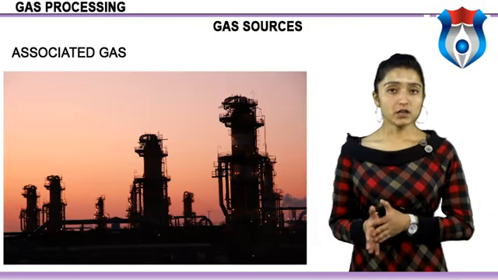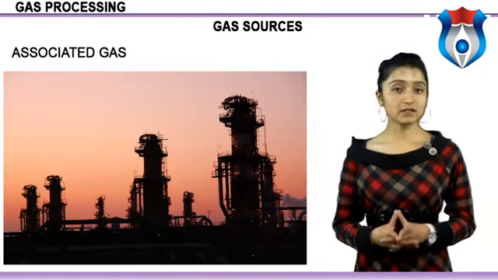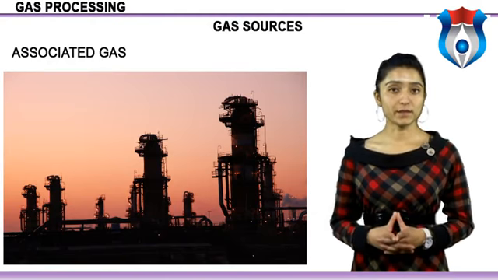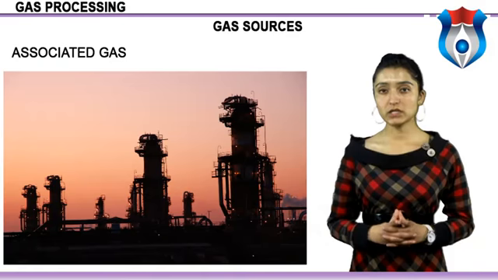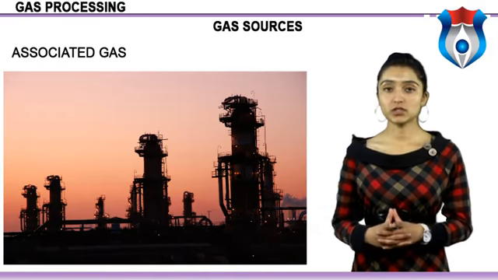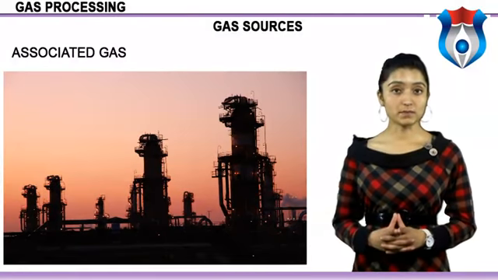Associated gas. Associated gas is produced during crude oil production and is the gas that is associated with crude oil. Crude oil cannot be produced without producing some of its associated gas, which comes out of solution as the pressure is reduced on the way and on the surface.